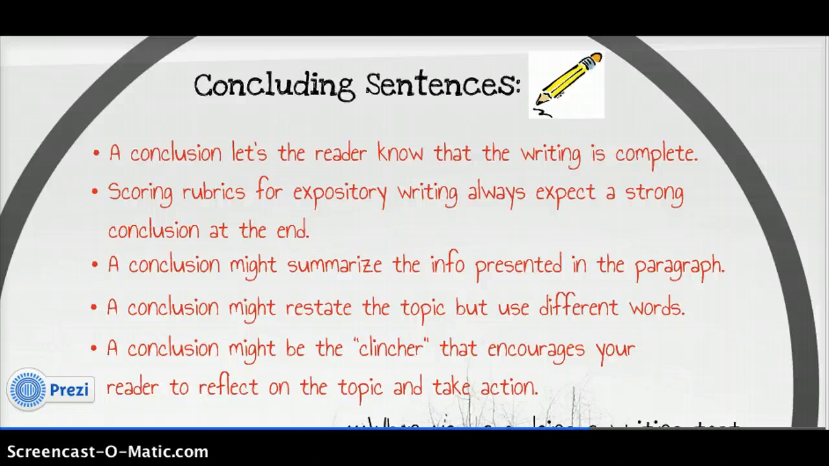But to get to that mastery level, you really want to have that clincher that encourages the reader to keep thinking about what you've written. And I'll give you some examples and suggestions of that here in a second.